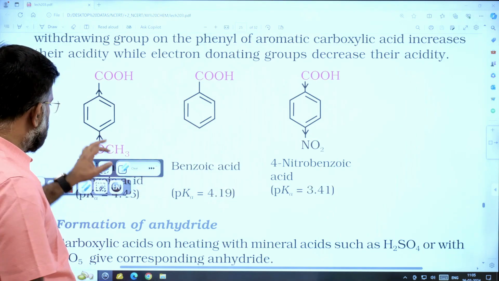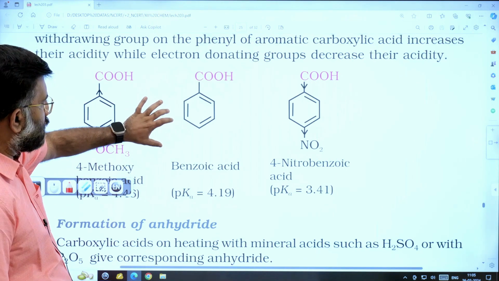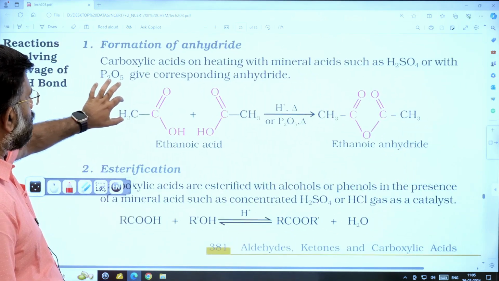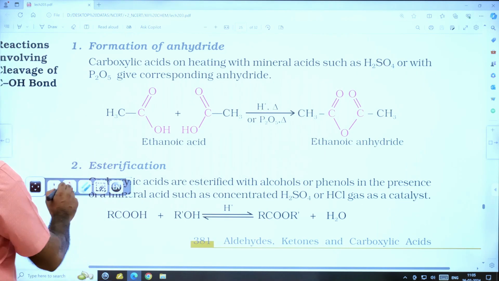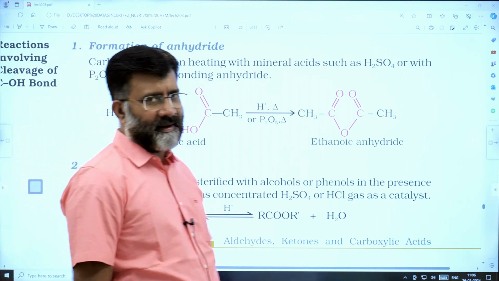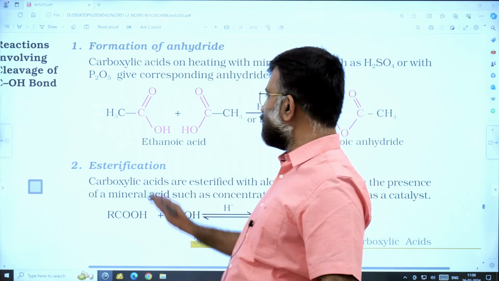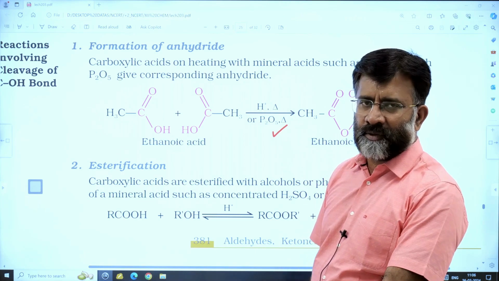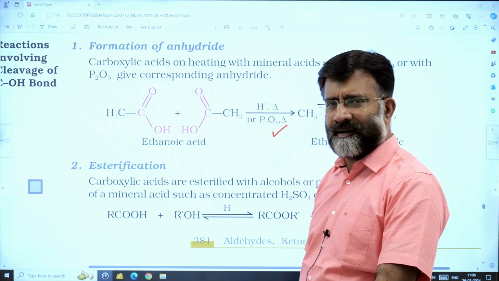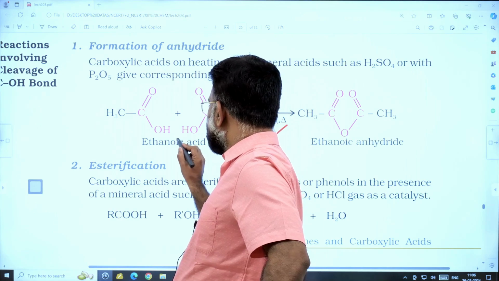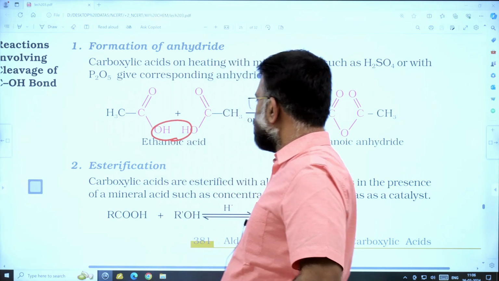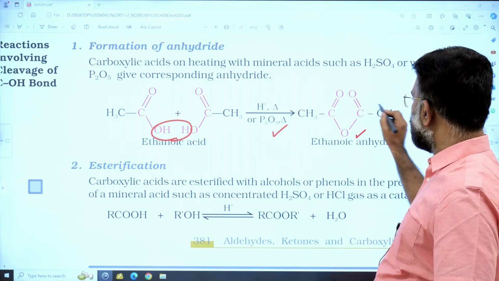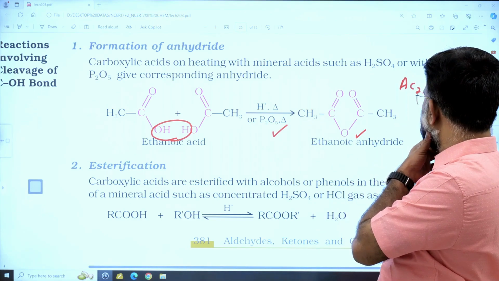So that is about an important topic from the chapter regarding the acidic nature of carboxylic acids. Now a few reactions. First one, anhydride formation. Acids when heated give anhydride. For example, acetic acid, this is ethanoic acid, when heated with a dehydrating agent like P2O5, phosphorus pentoxide, a good dehydrating agent, water will be eliminated and you get the anhydride, CH3COOCOCH3, also written as Ac2O.